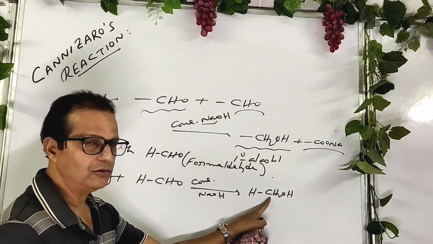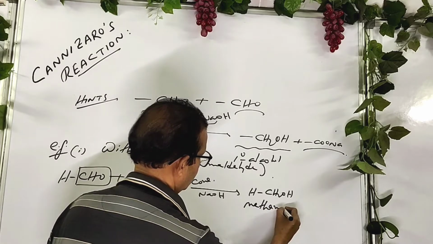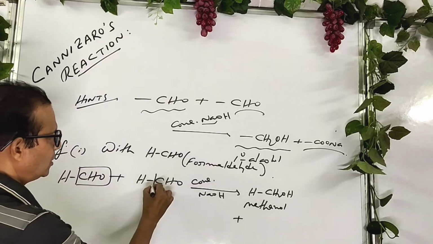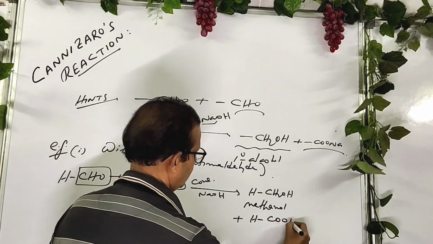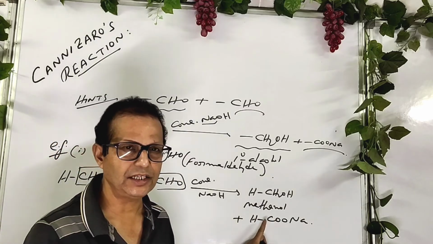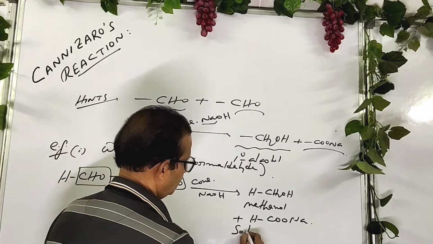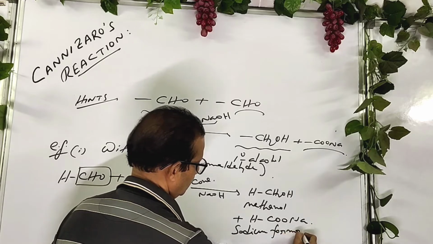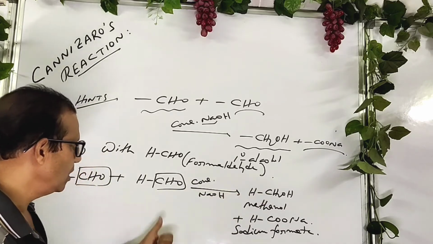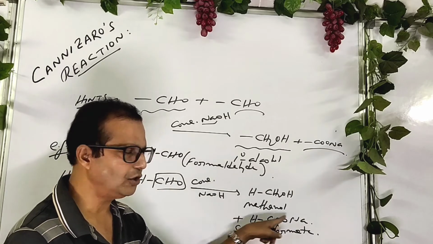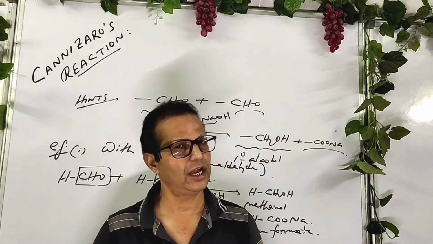So, compound containing only one OH group is called methanol or methyl alcohol. Change another aldehyde group into salt of carboxylic acid. One carbon having carboxylic acid is called formic acid. So it is sodium salt of formic acid, that is sodium formate. So one aldehyde undergoes reduction to primary alcohol. Another molecule of aldehyde undergoes oxidation to salt of carboxylic acid. That's why Cannizzaro reaction is the best known example of disproportionation reaction.